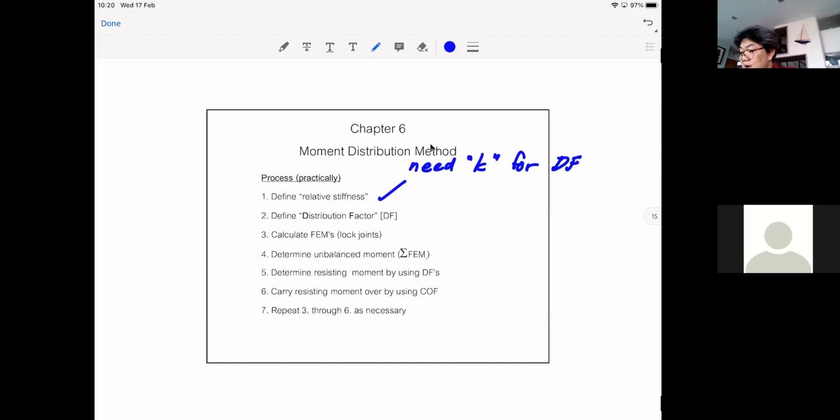Okay, so after you have the K, which is the relative stiffness, you can obtain your distribution factor here, calculate friction moment, and determine the unbalanced moment, or just simply the summation of friction moment at the joint, and then calculate the resisting moment by using distribution factor, then carry it over 50%, and then we will repeat this step as necessary. Okay, so then that's it for the moment distribution.